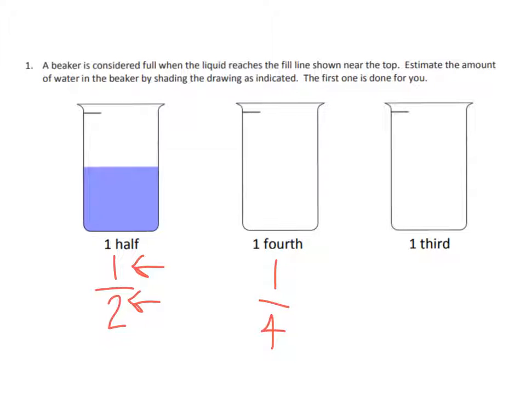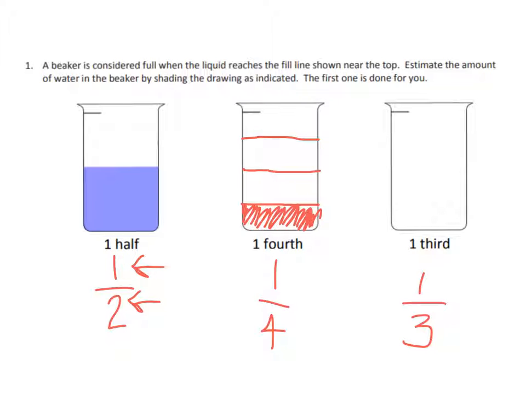And so now I take a look at the bottom number. I see that there's 4 pieces. So what I'm going to do is divide that beaker into 4 pieces so that it's easier for me to see. Now I'm going to shade in 1/4. So there's 1/4. If I take a look at the next beaker, it says 1/3.